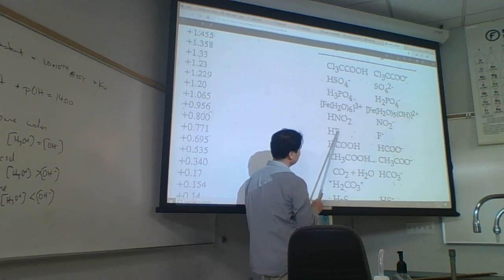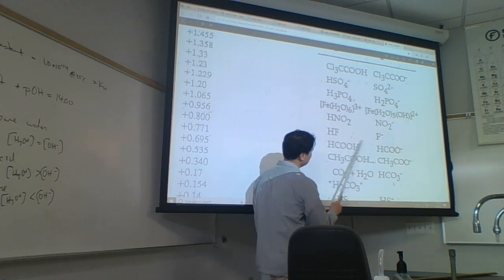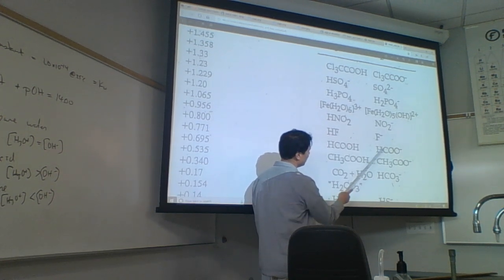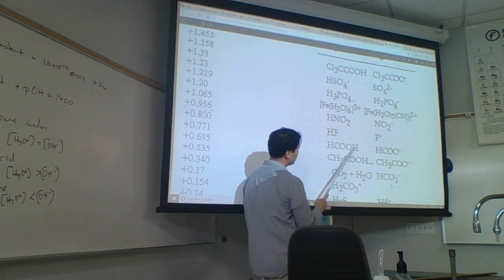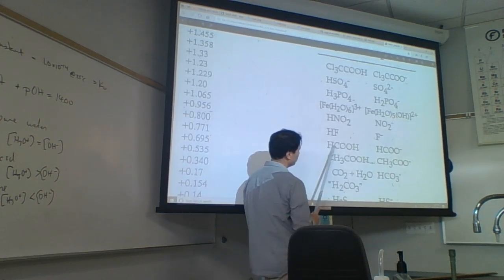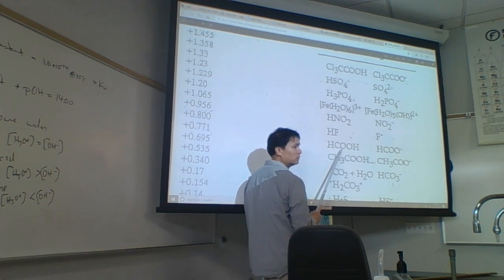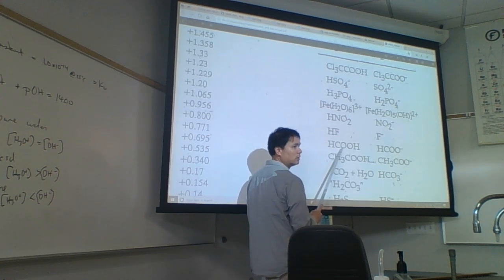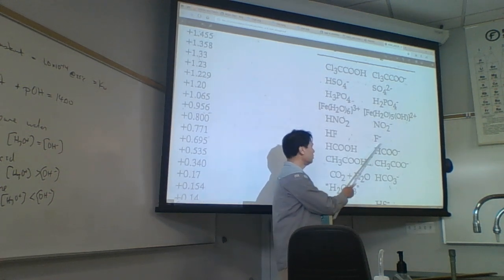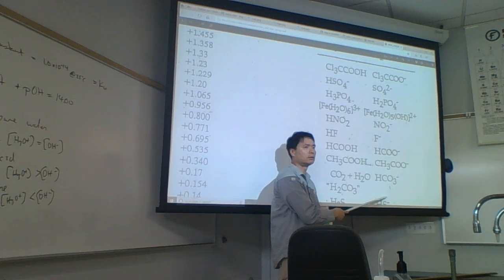What we need to do is react HF with a stronger base, like this. If we react HF with formate, we form formic acid. The hydrogen goes with formate, and we're going from a stronger acid to a weaker acid. And so HF reacts with all the bases that are stronger than fluoride.